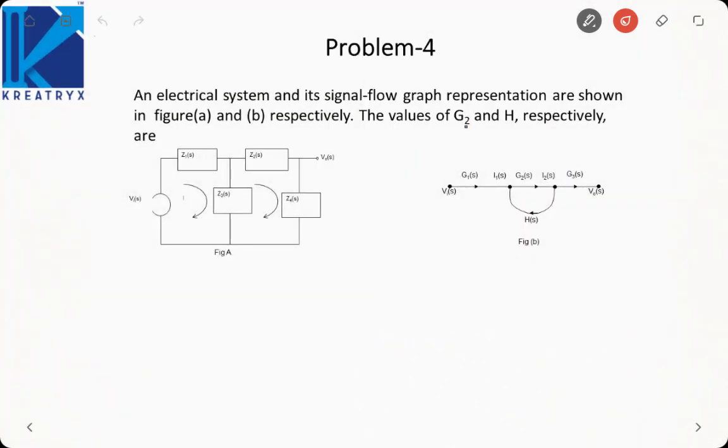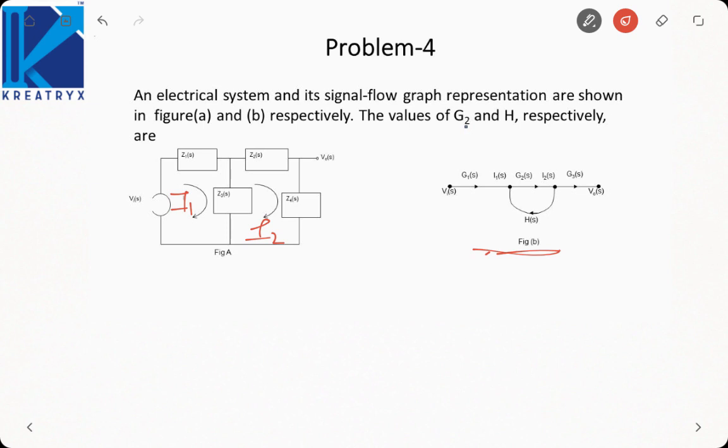Moving on to our next problem. Here we have been given an electrical system and we need to draw the signal flow graph. And we are given the signal flow graph, we need to find some parameters in that. So first let us apply the KVL in this loop. So it is I1, this one is I2.